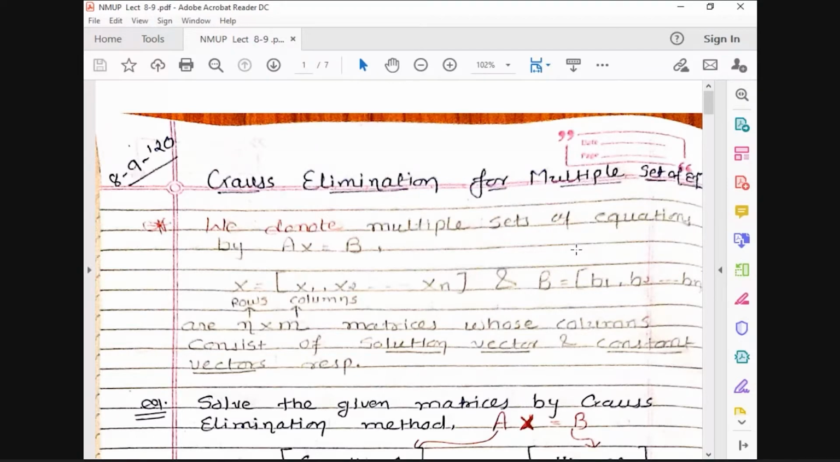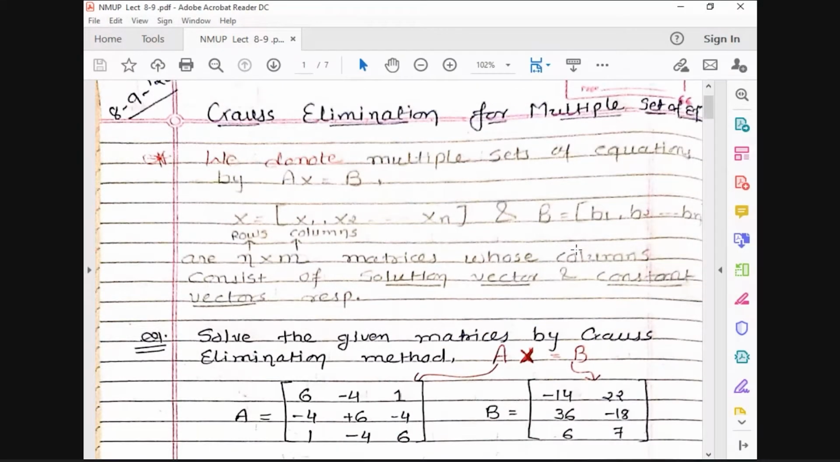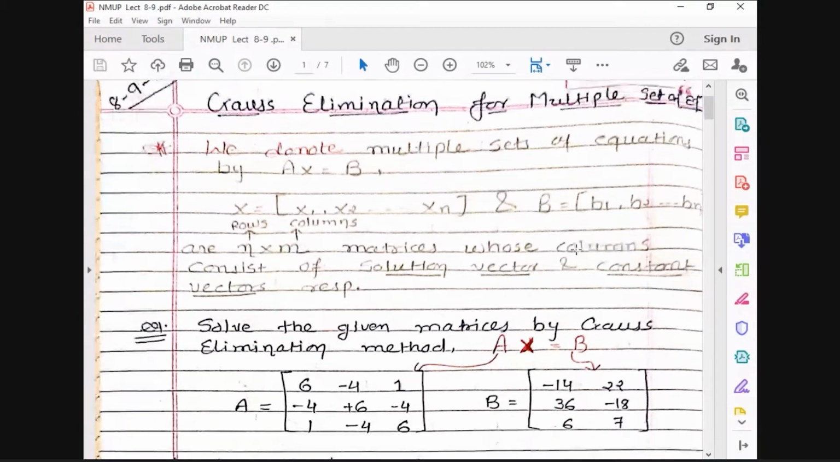Okay, so how can we denote this multiple set of equations? Over here the general equation is AX is equal to B. Now what would be the value of X over here? So X is x1, x2 up to xn, and B is b1, b2 up to bn, right? Now over here, the matrix is n cross m, whose columns consist of a solution vector and the constant vector, right? I will try to explain the same thing with the help of an example.